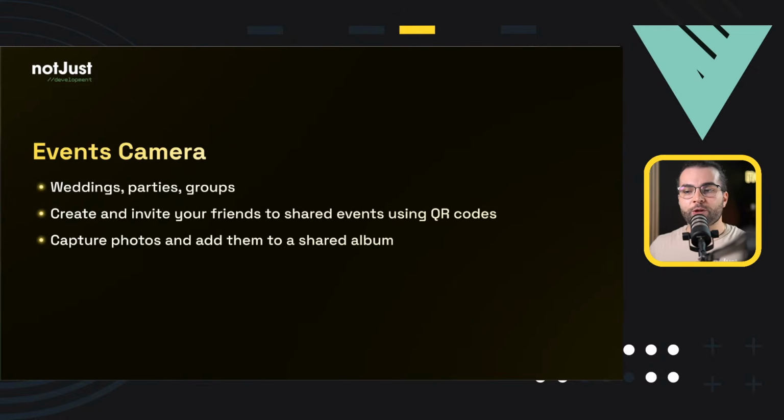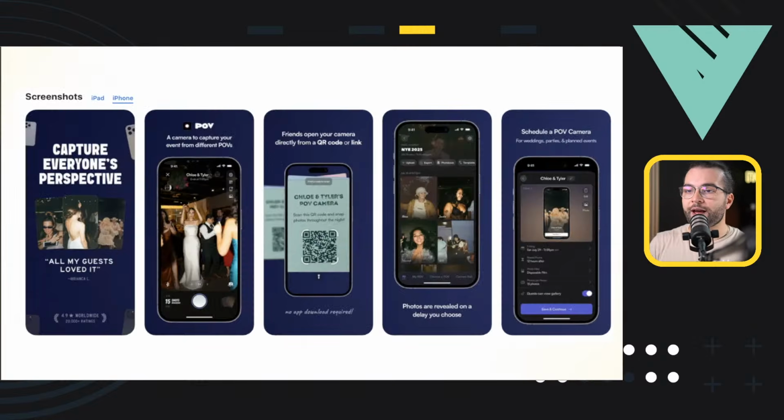You're going to capture photos and add them to that shared album and then share the photos with all the guests. Maybe after some time, like maybe you will allow only to see the photos the next day after the event. This idea I got from some popular applications on the App Store. One of them is the POV application, another one is Lens, and they are these amazing applications that you can use for your events where you allow people to capture the moments from their perspective.